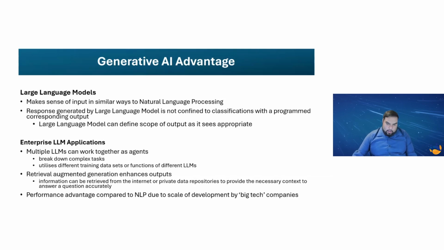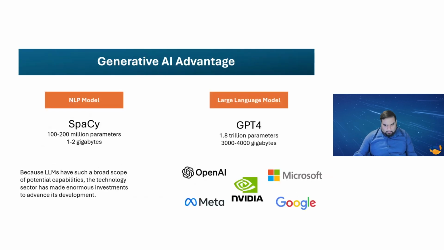And the last point I'll make in saying why there are advantages of generative AI is there is a difference in the scale of development that's occurring thanks to the big tech companies. Because these companies have seen the massive potential that generative AI poses, they've invested heavily to accelerate its development. Whilst not an apples-to-apples comparison, if you look at one of the largest popular NLP models called spaCy, and then compare it to ChatGPT-4, it's not even a fair comparison because ChatGPT-4 is 2,000 to 3,000 times the size.